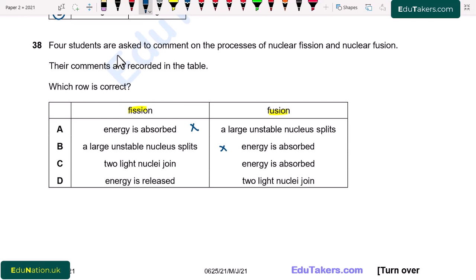C, 2 light nuclei join, it is incorrect because the two light nuclei join in the fusion. D, energy is released, so it is correct, and two light nuclei join. It means that D option is correct.